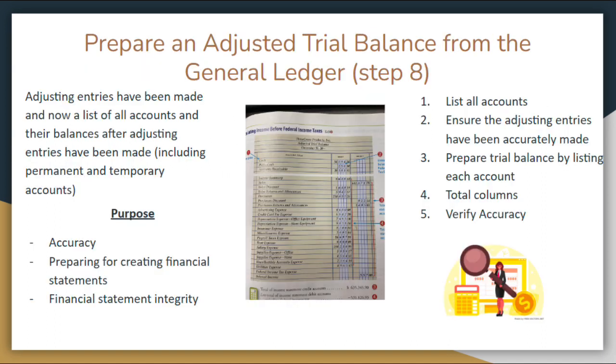Right. Step 8, an adjusted trial balance is created. So once every account is adjusted, you prepare an adjusted trial balance. And this is simply just a list of every single account. Again, making sure that the debit and credit sides are equal to each other. Simply just for accuracy, and so financial statements can be prepared later on. This is also sort of just like a checkpoint in accounting to make sure everything's all good and everything's balanced.